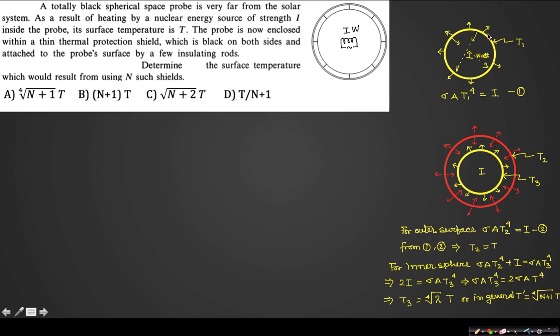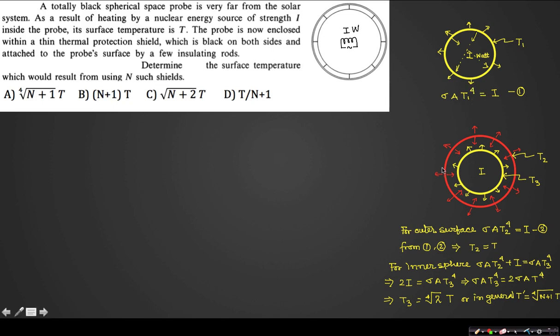Only the outer surface power is emitted, a net loss of power from the outer surface, and the net gain of power is from the nuclear power source. They must be the same in steady state, right? Even if it is not mentioned, you always assume a steady state. So I can say that sigma A T1 power 4 equals I.